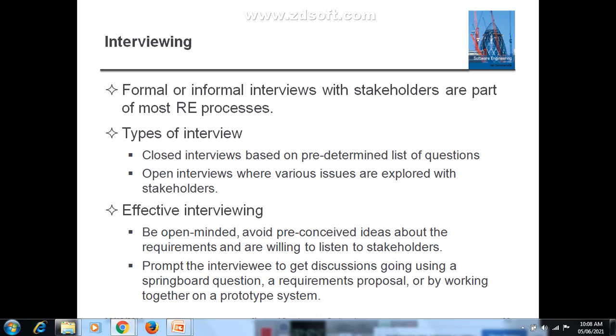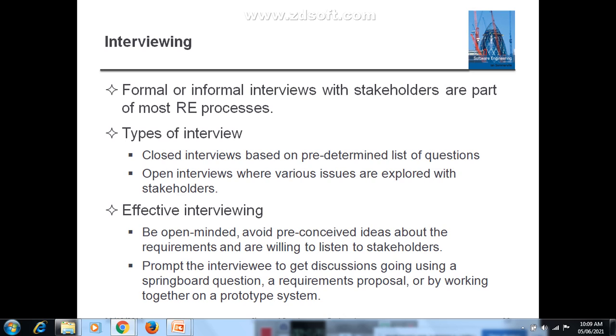Now you are conducting an interview, which may be formal or informal, with all the stakeholders. Now what do you mean by effective interviewing? The effective interviewing must be open-minded and avoid preconceived ideas about the requirements and be willing to listen to the stakeholders. Those stakeholders within that interview must be open-minded, and they need to avoid preconceived ideas about the requirement.